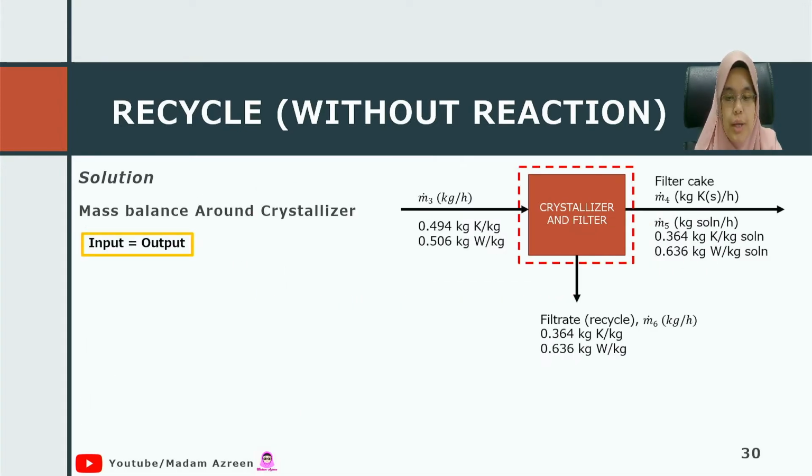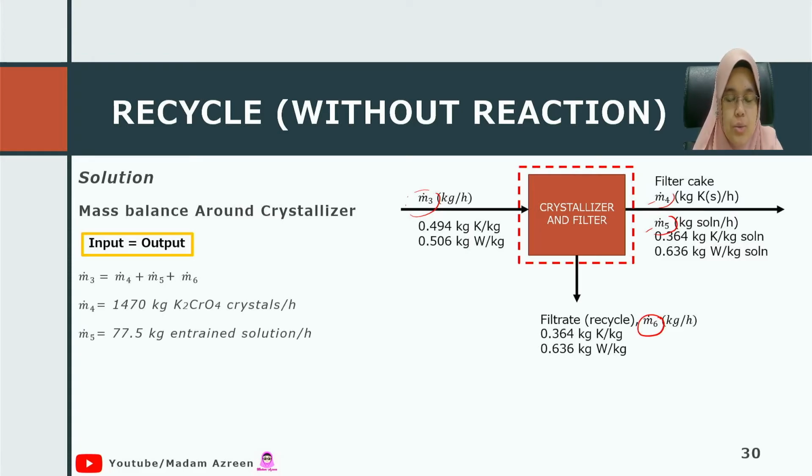So at the crystallizer, we want to determine the value of M3 and M6, because we already know M4 and M5. Start with input equal to output. This is a mass balance. We have M3 equal to M4 plus M5 plus M6. Because we already know M4 and M5, you get one equation that relates M3 and M6.